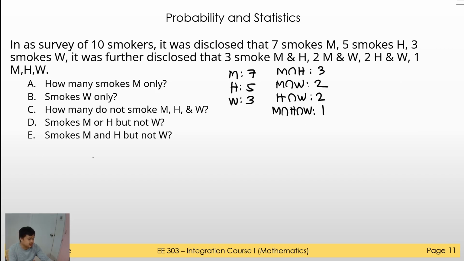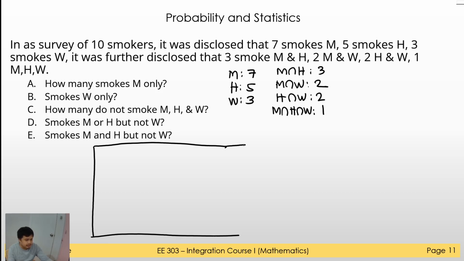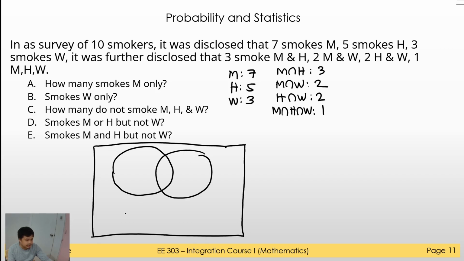Now, how do we do this? We have a Venn diagram. We can imagine this as a universal set, and then we have three categories. We have M, we have H, and we have the W here. So this will be, let's say, the M set, the H set, and the W set. So how do we do this?